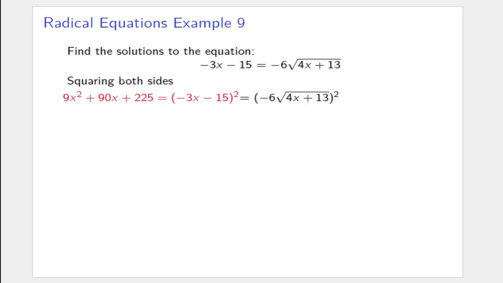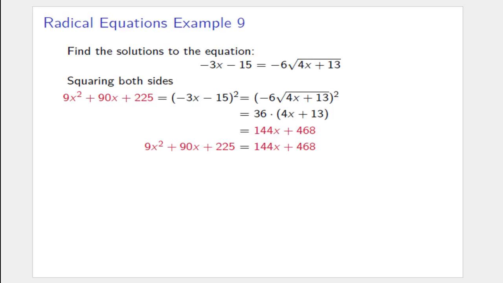Now on the right-hand side, we already saw that negative 6 times the square root of 4x plus 13, squared, is negative 6 squared, which is 36, times the square root of 4x plus 13 squared, which is 4x plus 13. And distributing, we have 36 times 4, which is 144x, plus 13 times 36, which is 468. So we're left with the equation 9x squared plus 90x plus 225 equals 144x plus 468.